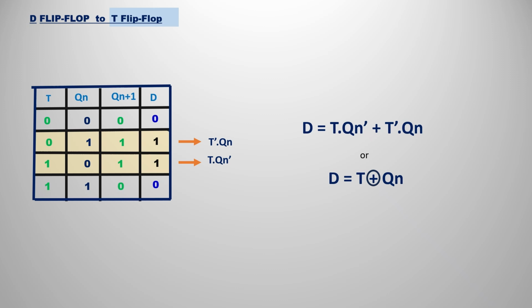For the first min term, it is T bar Qn, just normal SOP format. The next one is T dot Qn bar. If you add both of them, that gives our D expression. It is somewhat like the XOR operation, T dot Qn bar and T bar Qn is the XOR format. So simply, D is equal to T XOR Qn.